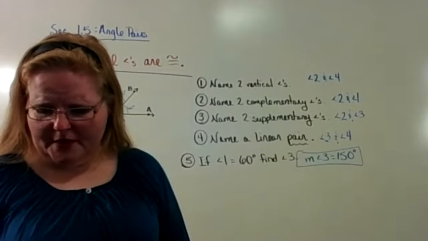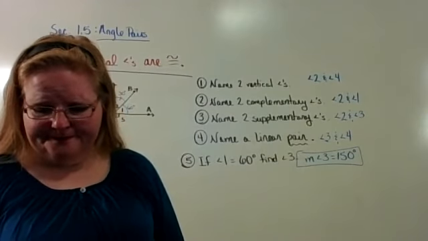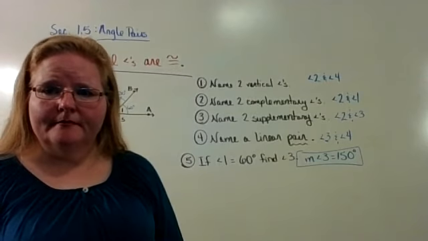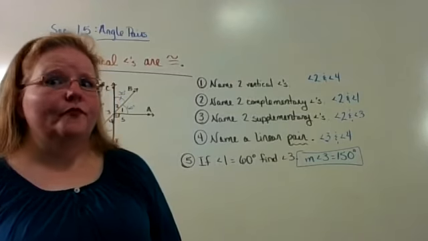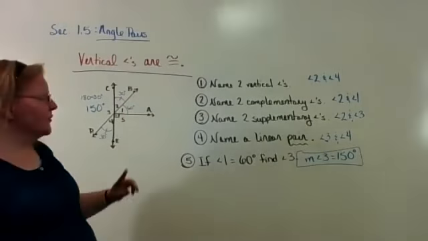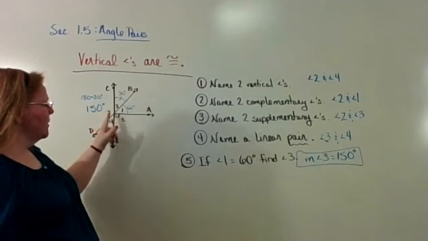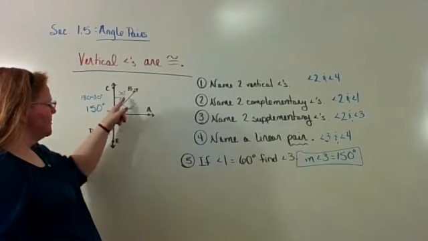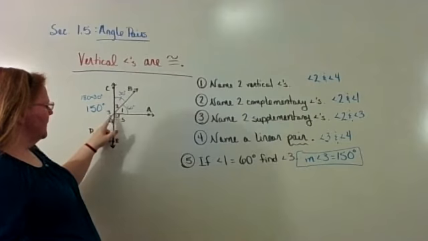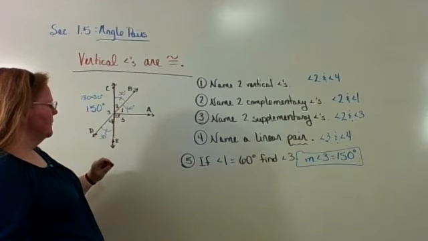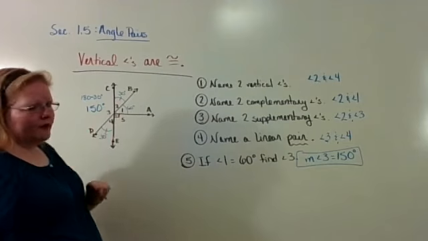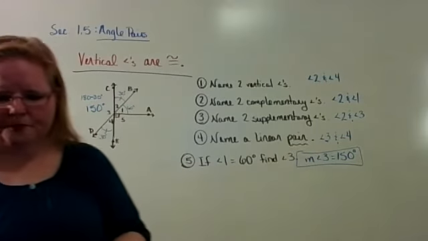Vertical angles are sometimes adjacent. Can they ever be side by side? No. Because technically, by definition, those vertical angles have to be across from each other, formed by a line. You cannot say that this angle and this angle are vertical angles. Even though they're formed by that line, they have to be the ones that are directly across from each other to be vertical.